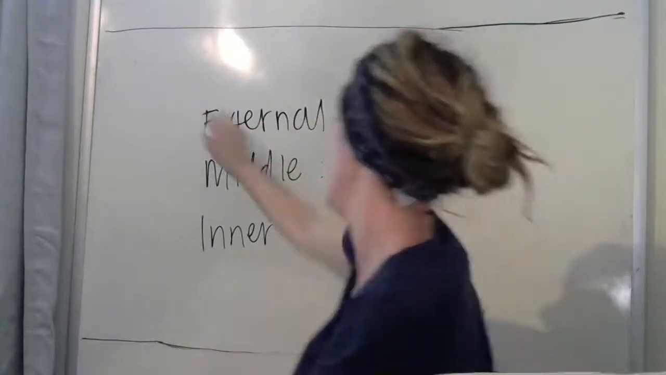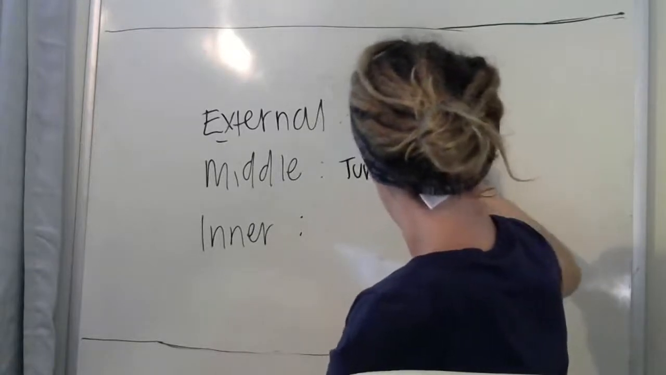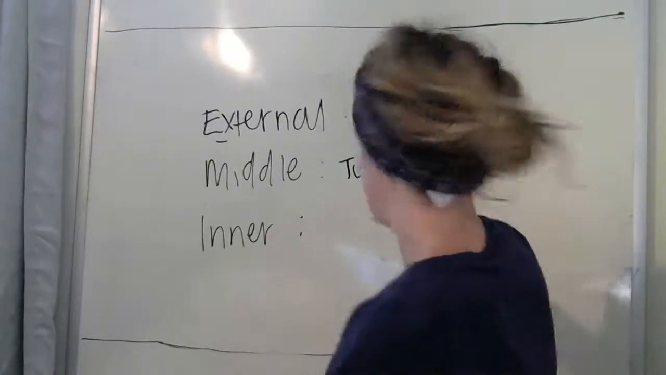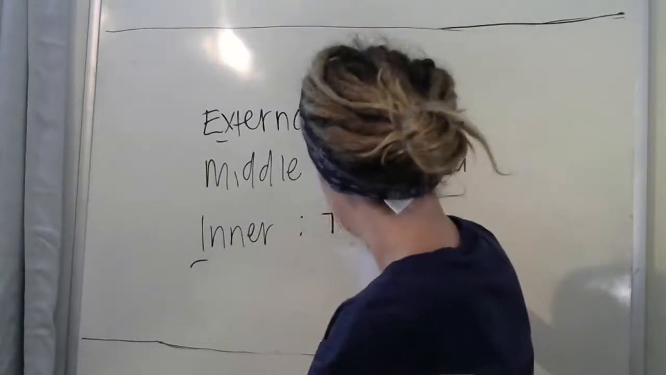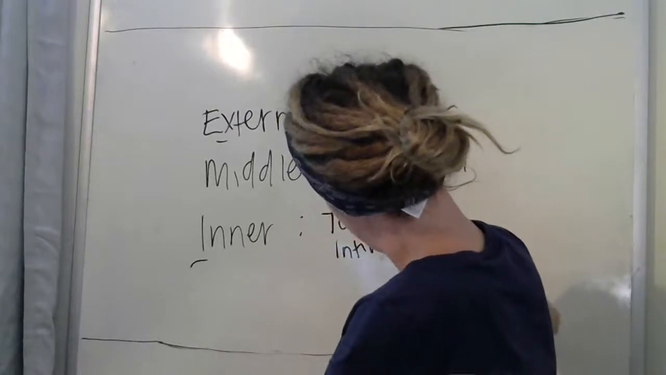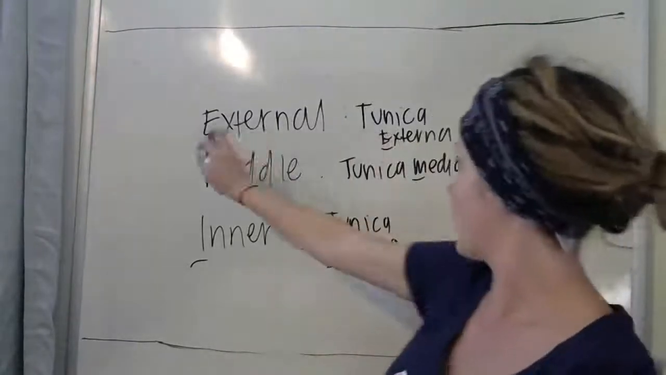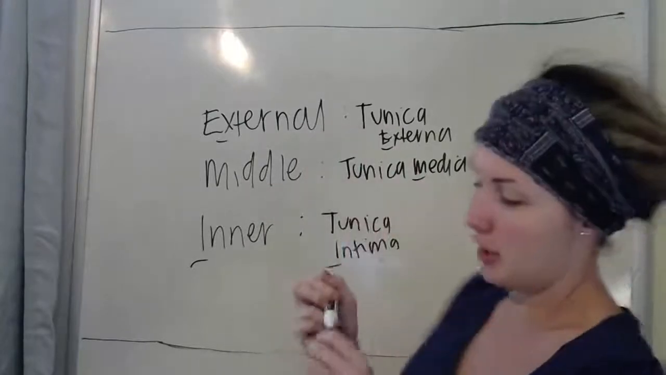And this is E and E. And then you have your tunica media. I don't know who came up with these names, y'all, but I don't want to fight them. Inner is going to be tunica intima. So external, externa, middle, media, inner, intima. That should not be hard to memorize.